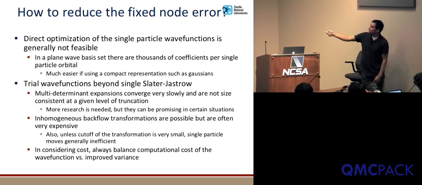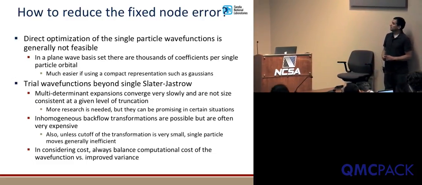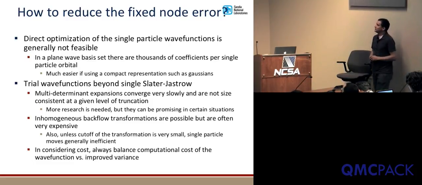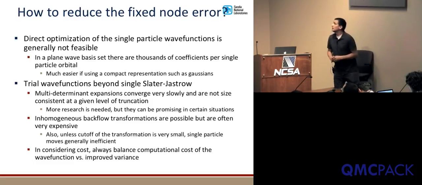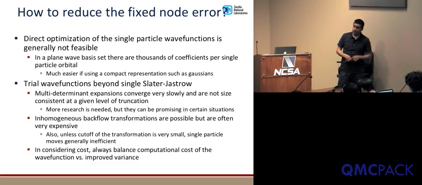You can also imagine using a trial wave function beyond single Slater-Jastrow. So multi-determinant is something you might want to do. This is going to converge very slowly, and it's not size consistent, meaning if I double the size of my supercell, I'm going to need more than double the number of determinants to get the same sort of answer. So be careful. That's definitely a research topic.